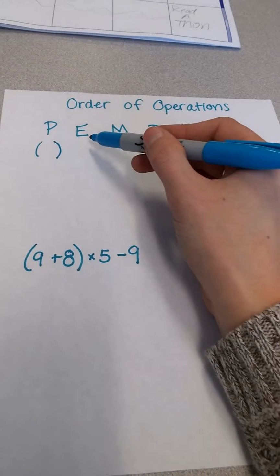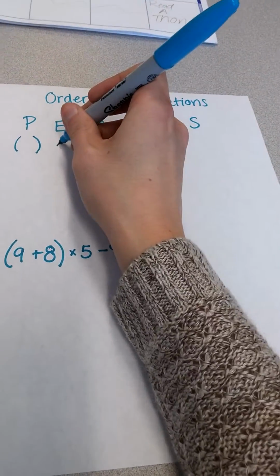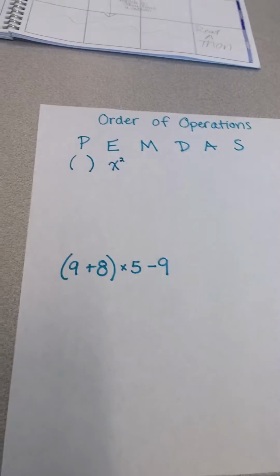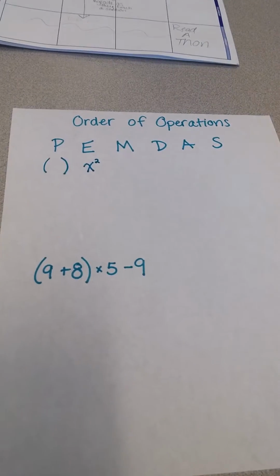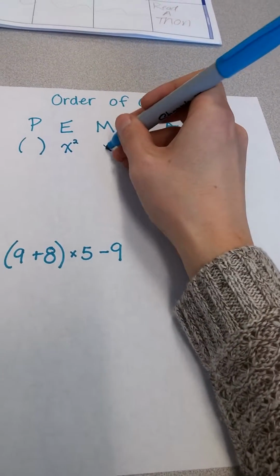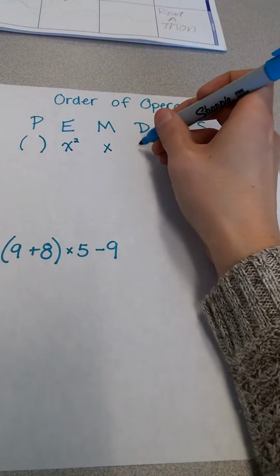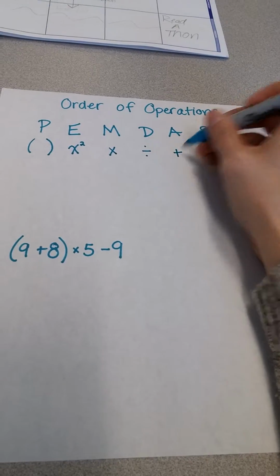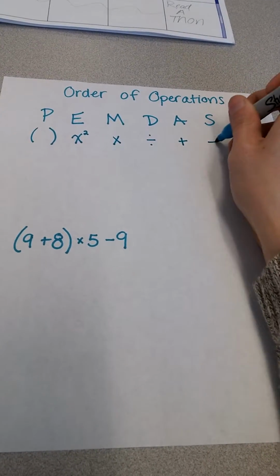The E stands for exponents. That's like if we had a number with a tiny little number up here. But in 5th grade, we don't need to know that information. M stands for multiplication. D stands for division. A, addition. And S, you got it, subtraction.